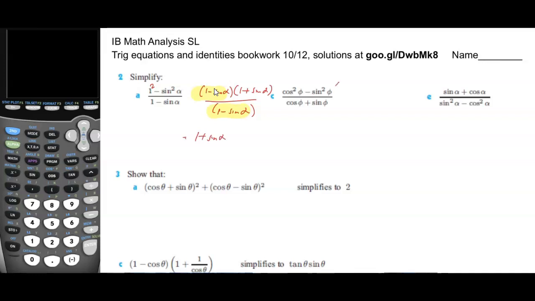Oh, here's the famous identity again. So the top is going to become cosine phi minus sine phi, and then cosine phi plus sine phi on top. And the bottom is going to be cosine phi plus sine phi on the bottom. And the bottom is obviously going to cancel with the right side. And so we're left with cosine phi minus sine phi over 1.